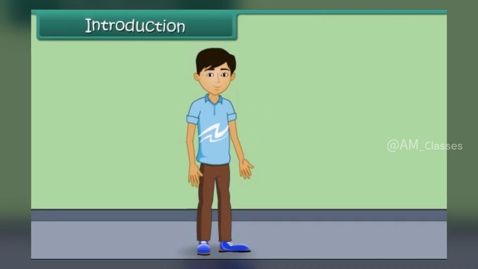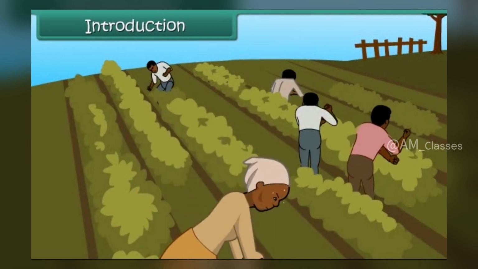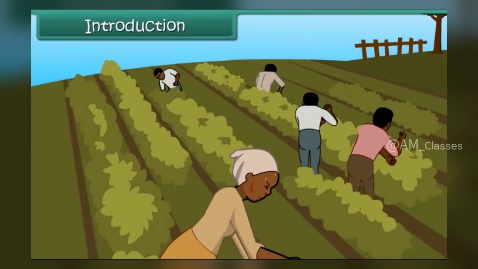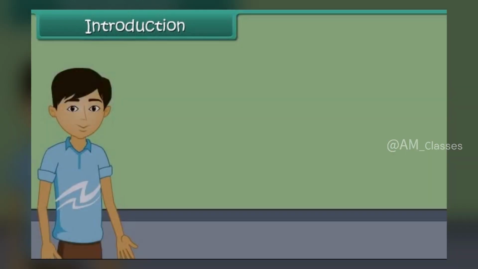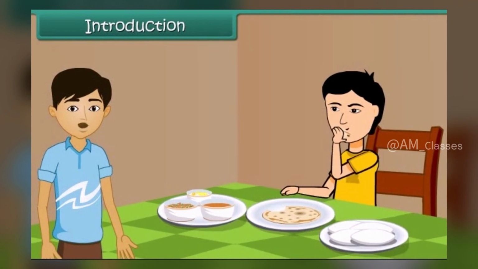Introduction. Dear friends, you must have seen farmers working in paddy fields. They work all day long. But have you ever wondered where they get that energy to do their work with full enthusiasm? Actually, like us, they also get this energy from the food that they eat.